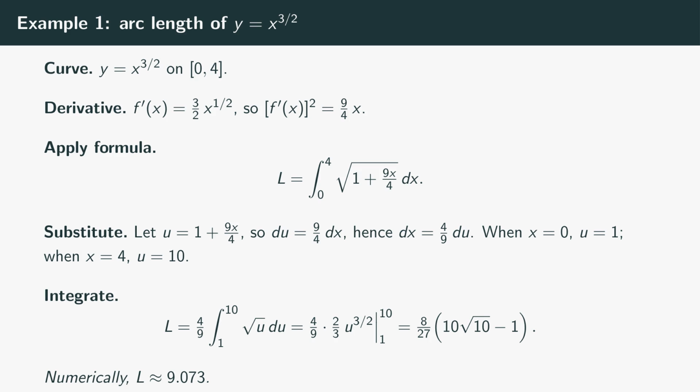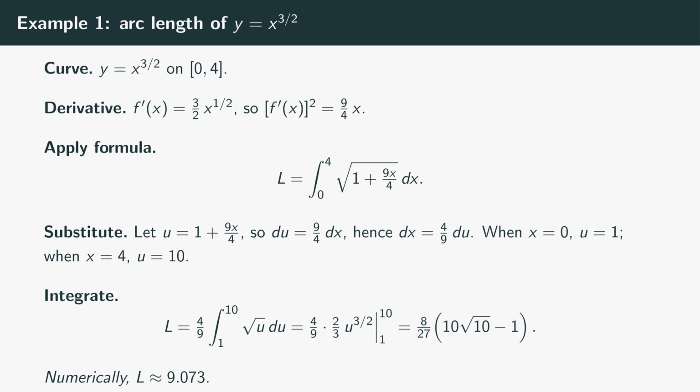Rewrite the integral in u. L equals 4/9 times the integral from 1 to 10 of the square root of u du. The antiderivative of the square root of u is 2/3 u to the 3/2. So L equals 4/9 times 2/3 times u to the 3/2 evaluated from 1 to 10, which equals 8/27 times the quantity 10 to the 3/2 minus 1. Since 10 to the 3/2 equals 10 times the square root of 10, we get L equals 8/27 times the quantity 10 root 10 minus 1.